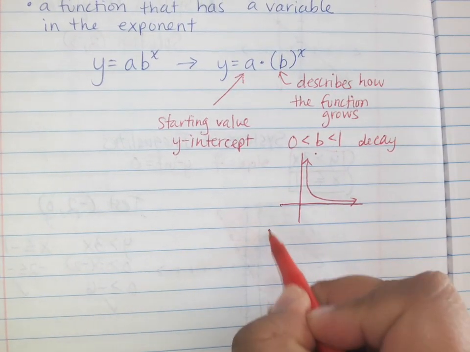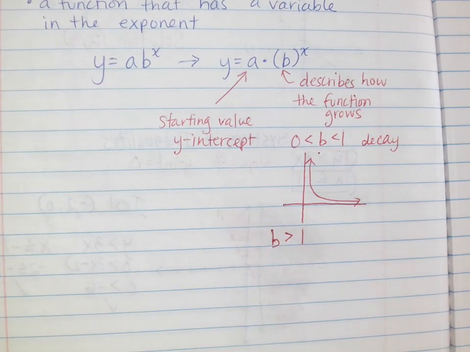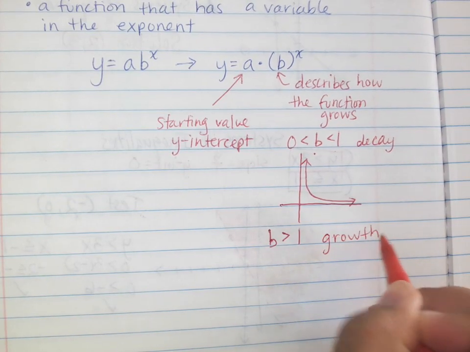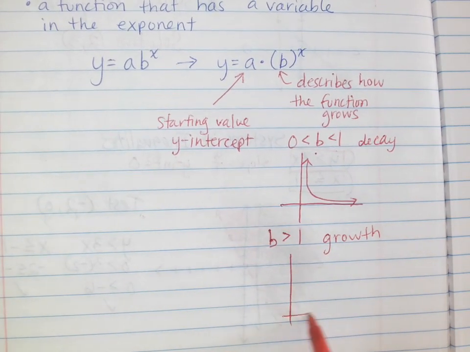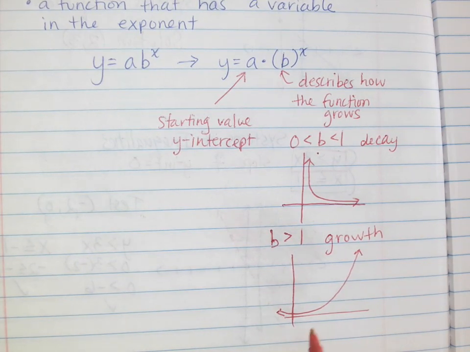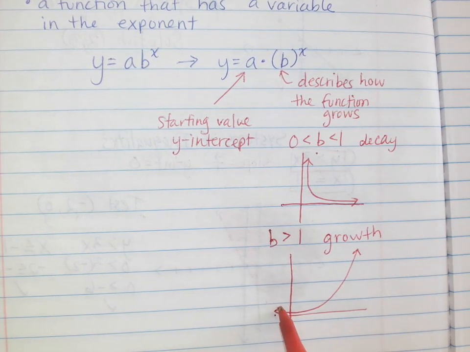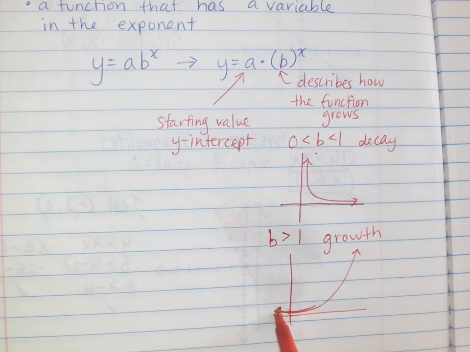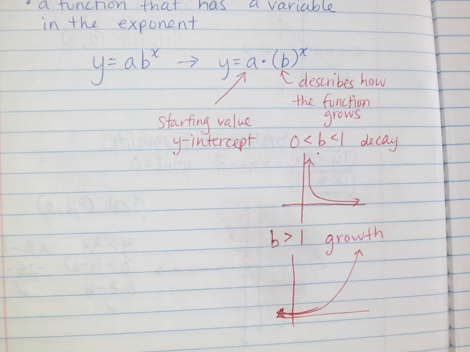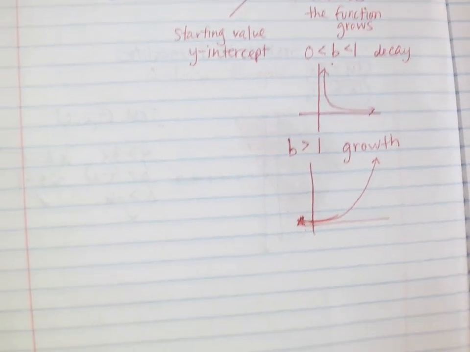If b is bigger than 1, could be 2, 1.5, 100, we see growth. So that graph might look like this. And this is not a parabola. This continues to go straight, and it would go this way, getting closer and closer to 0. But that's just an example. So I'm going to graph one with you so you can see how we do it.